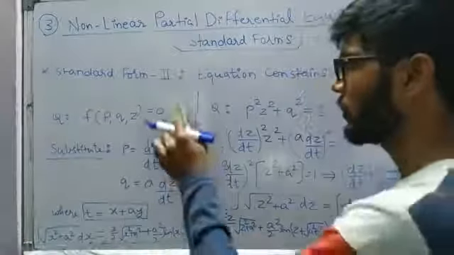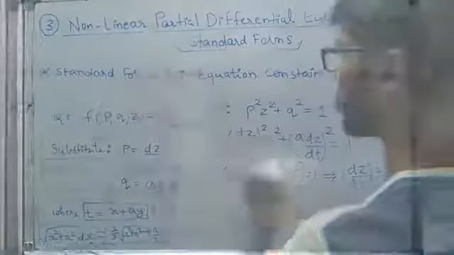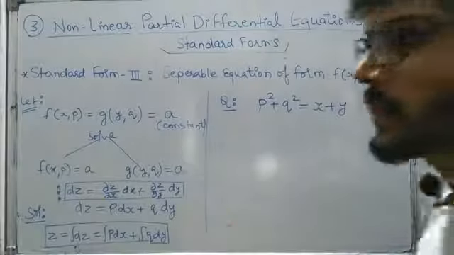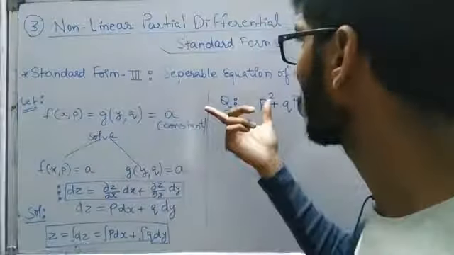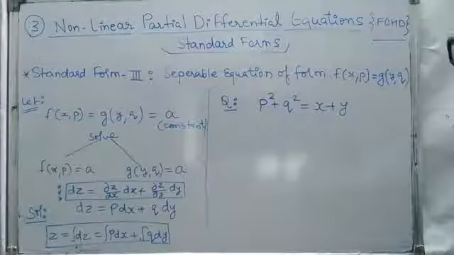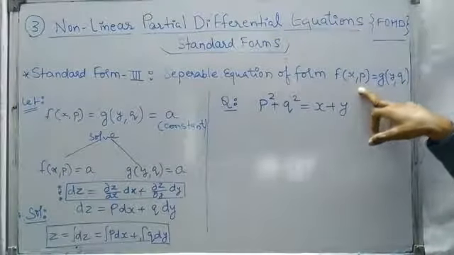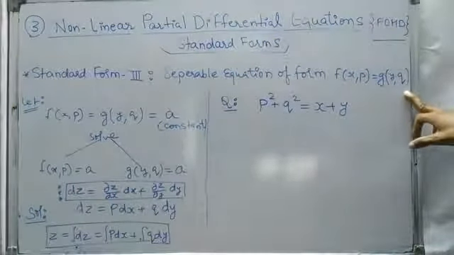So now let us move to our standard form 3. In the case of standard form 3, we are going to have the equation in separable form, f of x comma p is equal to g of y comma q, and as I said, p is nothing but dou z by dou x and q is nothing but dou z by dou y.